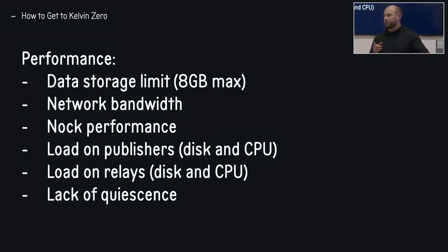Finally, this one's sort of interesting. There's a lack of quiescence. So quiescence means the state of being quiet, roughly. And with computer systems, it means that the system isn't doing anything. It's idle. It's not in the middle of something. It's not under load. And Urbit never really gets to that state the way it is.